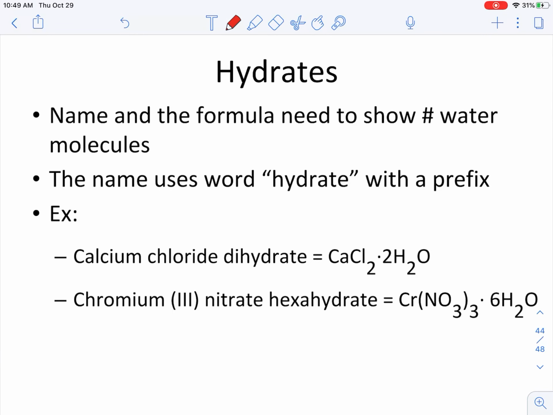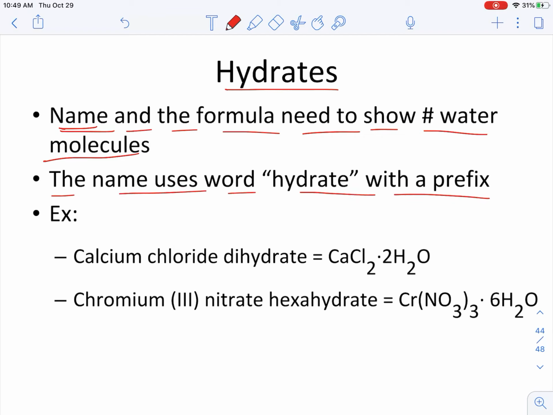So what are we doing? Well, we have hydrates. In order to name the hydrate, the name and the formula need to show the number of water molecules. So the name uses the word hydrate with a prefix. For example, I have calcium chloride dihydrate. This goes back to our last unit where we talked about naming different compounds. Notice that these are ionic compounds, calcium chloride dihydrate. Dihydrate is telling you that there are two waters.